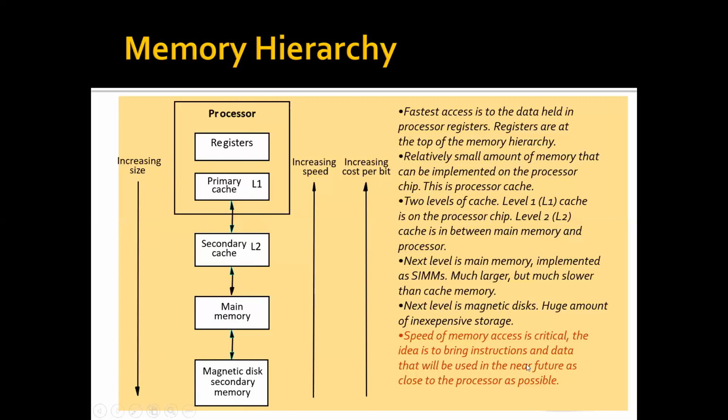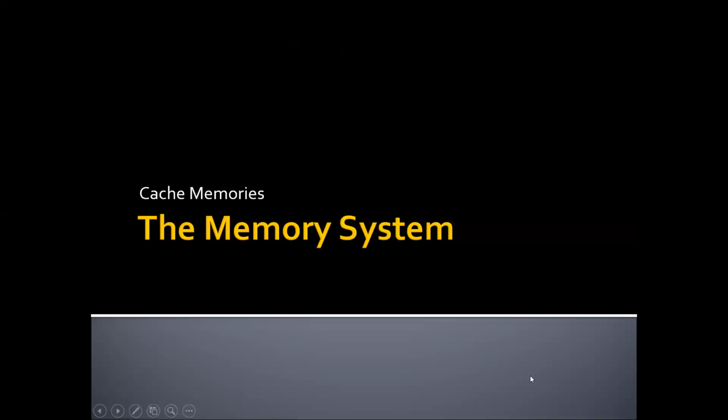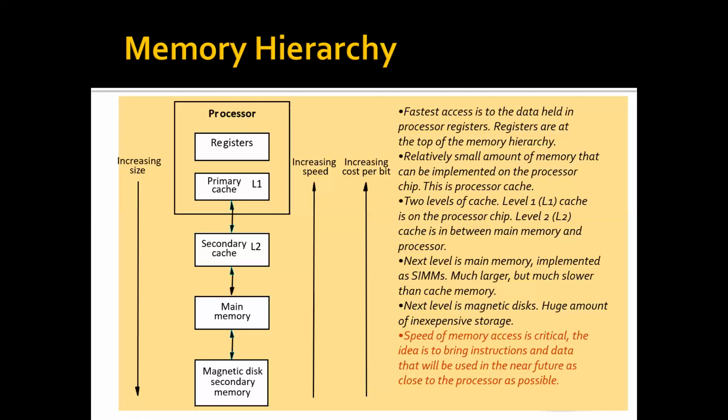Speed of memory access is critical. The idea is to bring instructions and data that will be used in the near future as close to the processor as possible. So this is about the RAM, ROM, and the basic memory. Then we'll go for the cache memory technique.